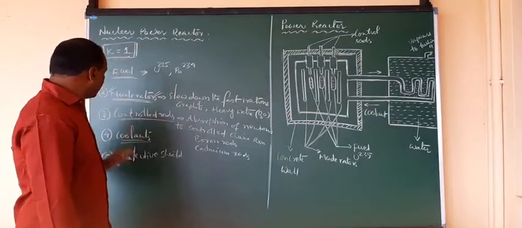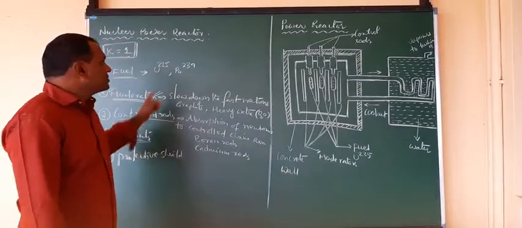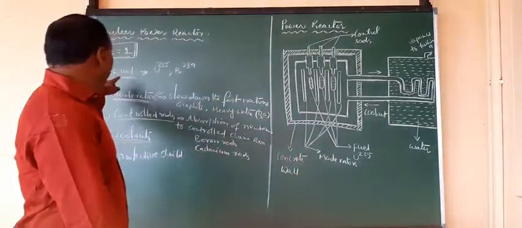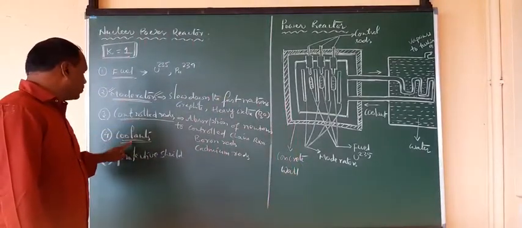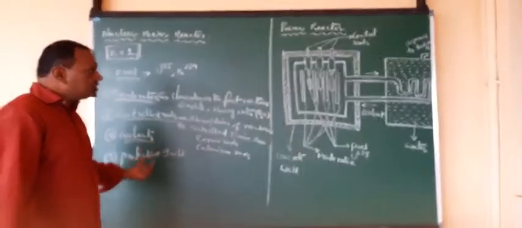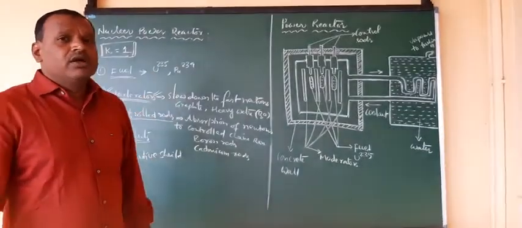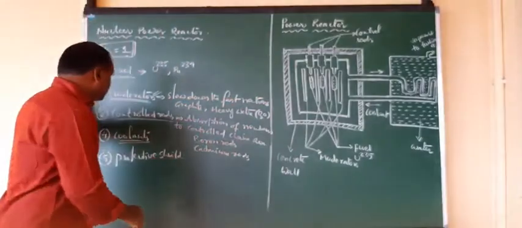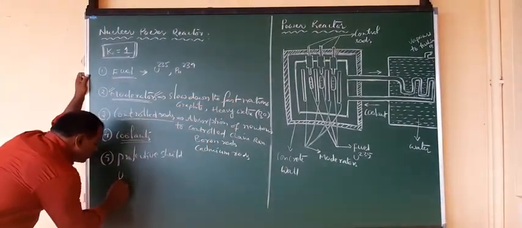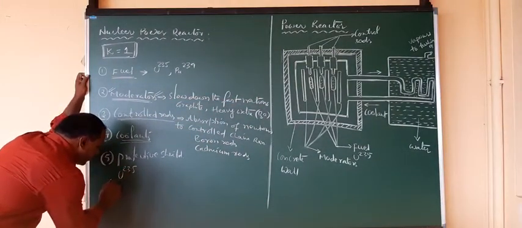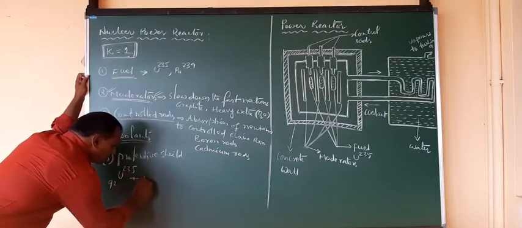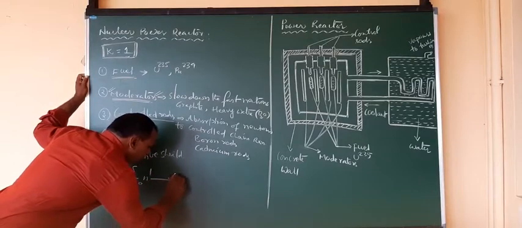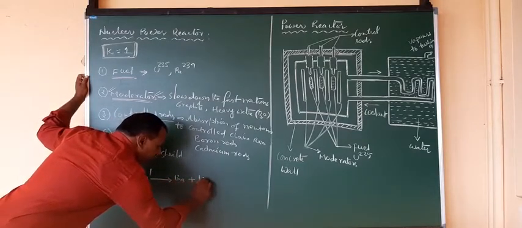So these are the important parts present in this nuclear power reactor. Correct? So we have to remember fuel, moderator, control rods, coolants and protective shield. So what is the reaction in this? We already discussed it in the last class or the last video. Here we have U-235, with atomic number 92, bombarded with a neutron. We get barium and krypton here.